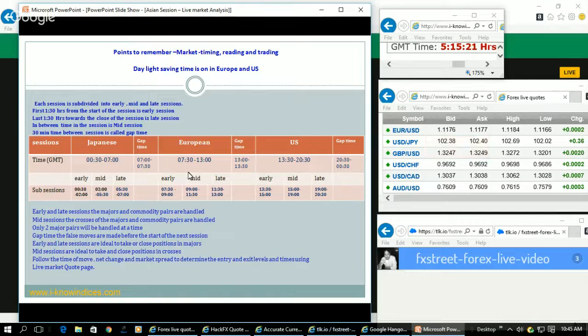Then each session is divided into three subsessions, namely the early Japanese session, mid Japanese session, and late Japanese session. The first 1 hour and 30 minutes will be the early session. The last 1 hour and 30 minutes will be the late session, and in between will be the mid session. During the early and the late session, they handle the majors. During the mid session, they handle the crosses. So if you want to trade in majors, take the position during the early session when they are making the swing, and close during the opposite session.